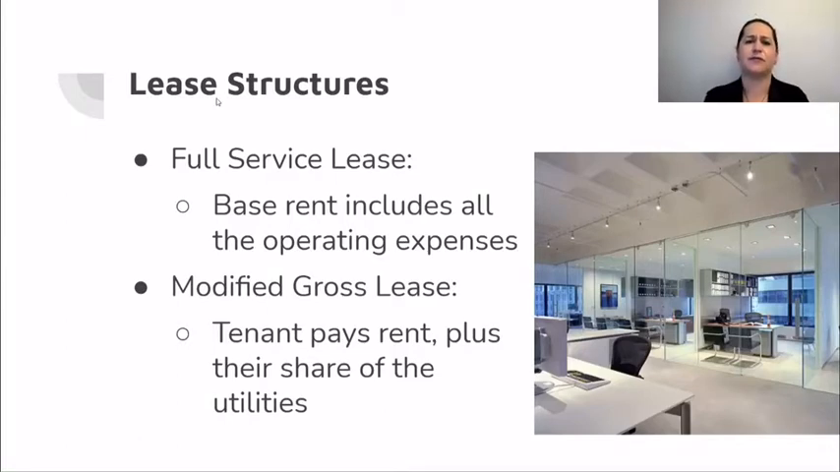The step down from that is a modified gross lease. So you're going to pay your rent, but then you're also going to maybe pay a share of your utilities. For example, you're in a building that maybe has one water meter, but the landlord's going to divide up the percentage of that water based on the square footage that's listed in your lease and that you're leasing. And so you're going to pay a portion of that, not the whole water bill.